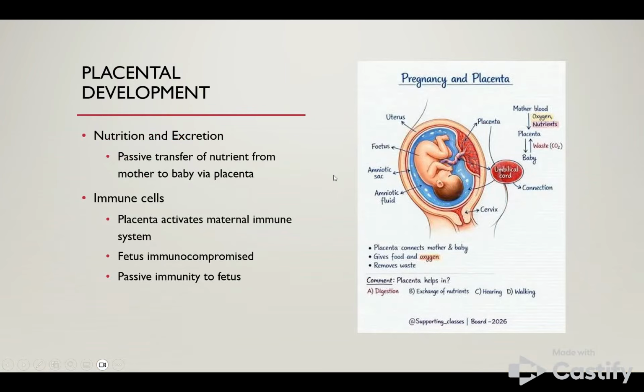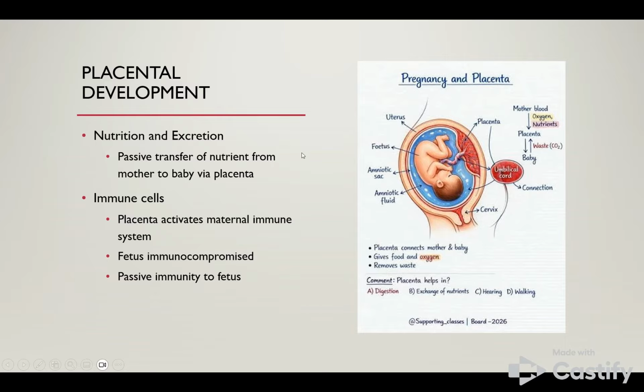The placenta is an organ that is extremely important to the mother and the baby, especially in baby's development. So if you see this image of this baby, and then this is the placenta, this is where the umbilical cord is linked to the baby. The umbilical cord is linked to the placenta, so the mother's blood gives oxygen and nutrients to the placenta. The placenta gives that oxygen and nutrients to the baby, and then any waste that the baby has, that carbon dioxide, goes back through the placenta. So it's this passive transfer of nutrients from mother to baby.